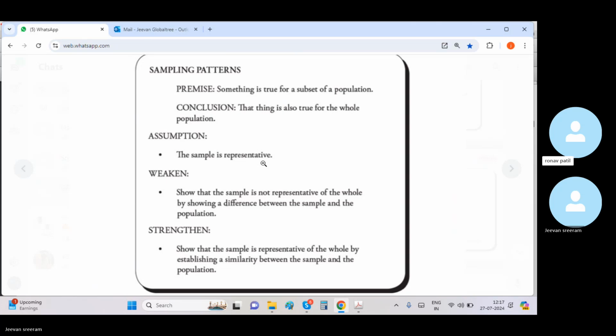So you have to come up with a reason why the sample is not representative of the whole. And to strengthen, you have to come up with a reason how the sample is representative of the whole. Any proper reasoning or evidence, right? Showing a similarity between the sample and the whole, that means population. Clear? Yes.